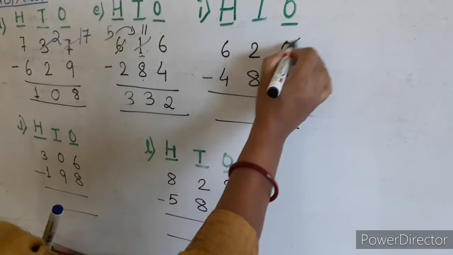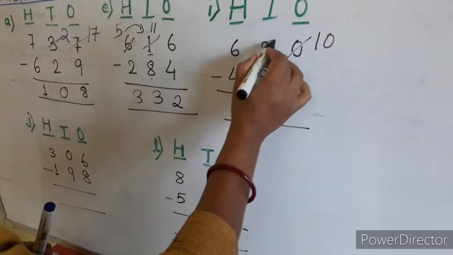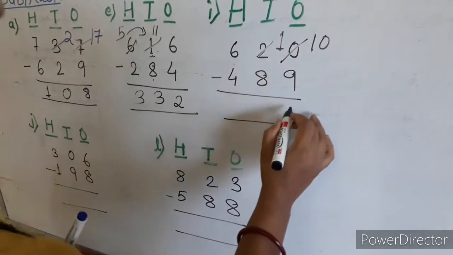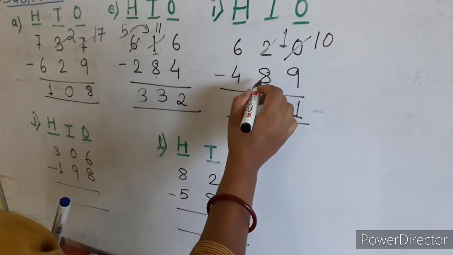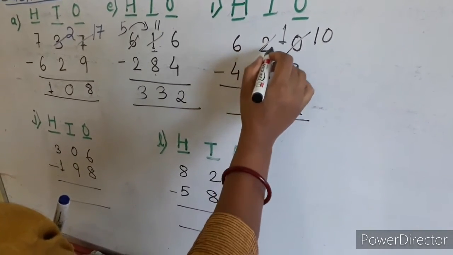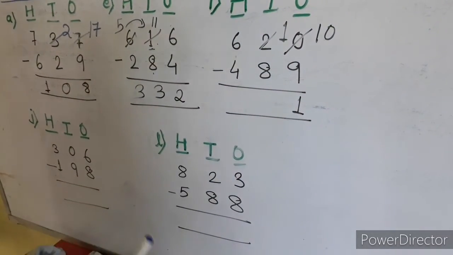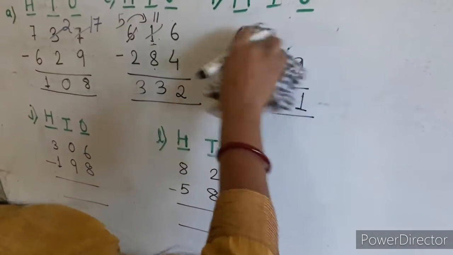Then again see 620 subtracted with 489. So just make it a large number as I told you in the previous sum. Then this one will be 1. So 10 minus 9 is 1, and this one, okay, this one I just want to show you. Here the number is quite different from the other number.